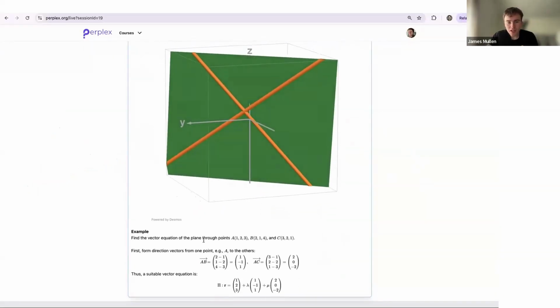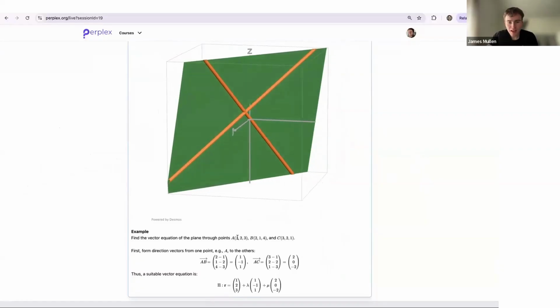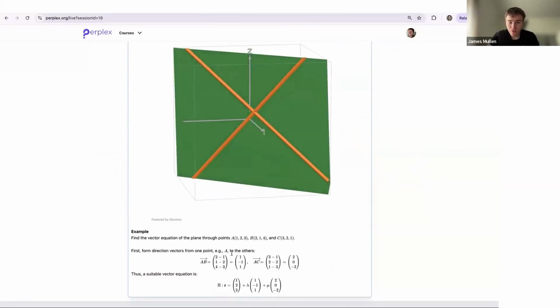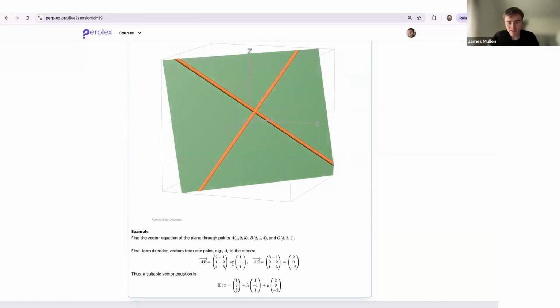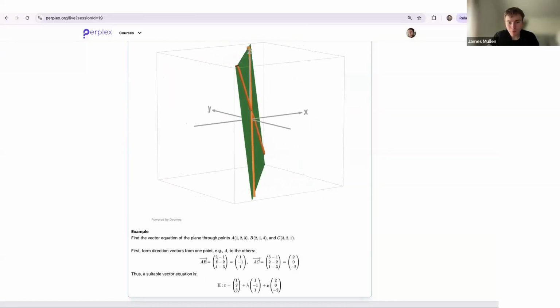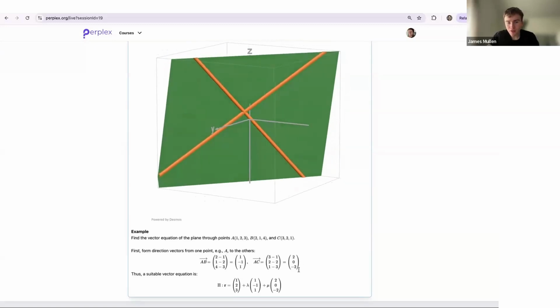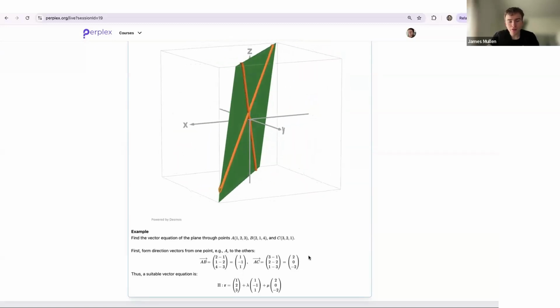Let's find the vector equation of the plane that passes through the points A (1, 2, 3), B (2, 1, 4), and C (3, 2, 1). First, let's find the vectors from A to B and A to C. If I do B minus A, I get (1, -1, 1), and C minus A gives me (2, 0, -2). Those are not parallel, so those are going to work.